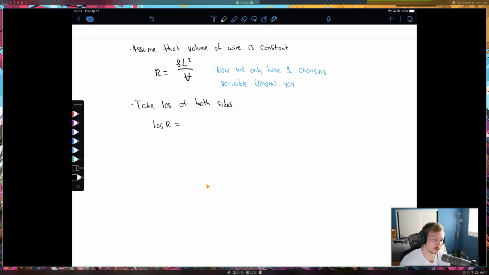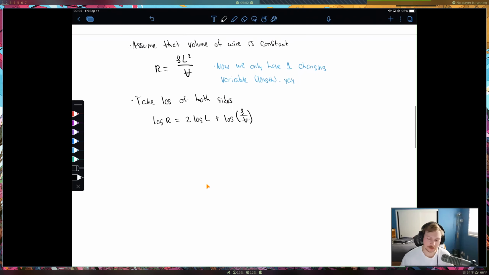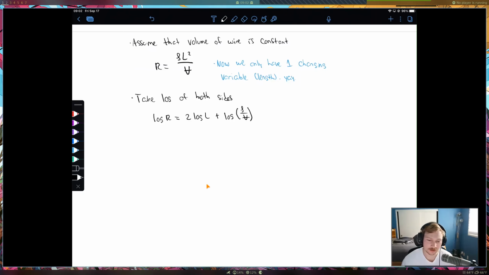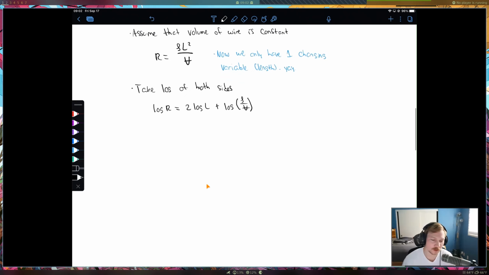So we're going to get log of R, the log of the resistance, equals 2 log L, our length, plus log of the resistivity over the volume. All right. Now we're going to differentiate both sides, and now hopefully you can see why we took the log, okay? Because this is now going to be a good format for us where we can now have the change in resistance.